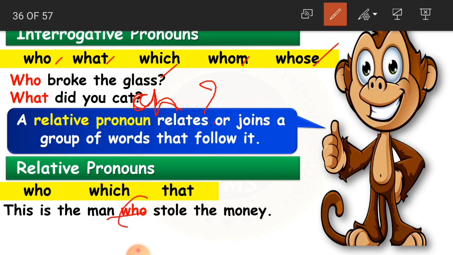Here who becomes our relative pronoun. Whereas if you see in the above interrogative pronoun, who broke the glass? That is a question we are asking. We don't know the answer there. But here, in the relative pronoun, we are telling something. So this is the man who stole the money. So who is the relative pronoun here?